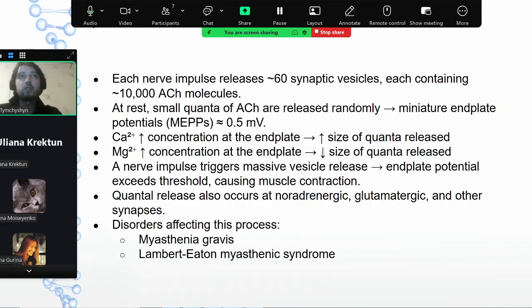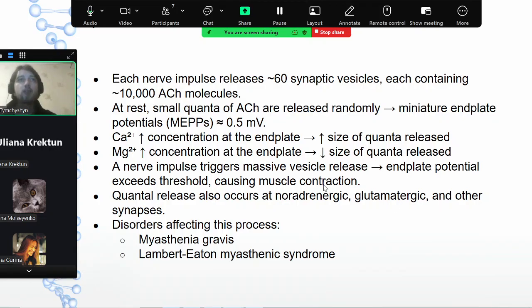The system is built, of course, in a way that it is stable despite this randomness in the processes. If we increase the concentration of calcium at the end plate, the size of quanta released will be increased. If we increase the concentration of magnesium, we will get smaller quanta released. A nerve impulse triggers massive vesicle release, and the end plate potential will exceed the threshold and cause the muscle contraction.